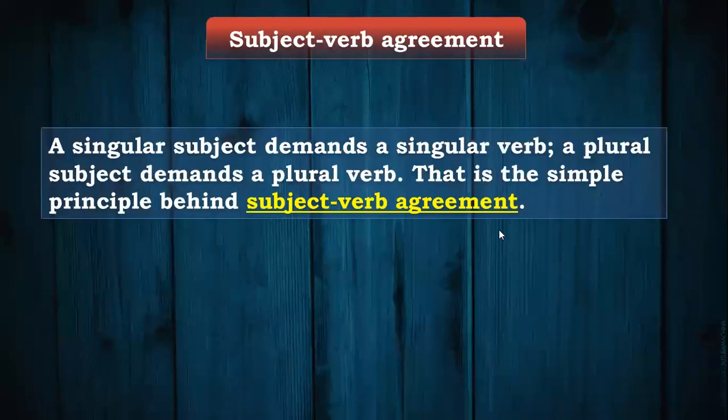What is the definition of subject verb agreement? The definition is that a singular subject demands a singular verb, while a plural subject demands a plural verb. That is the simple principle behind subject verb agreement. That means for both noun as well as verb, we have singular and plural. Either they can agree with the same category or they can agree with a different category.